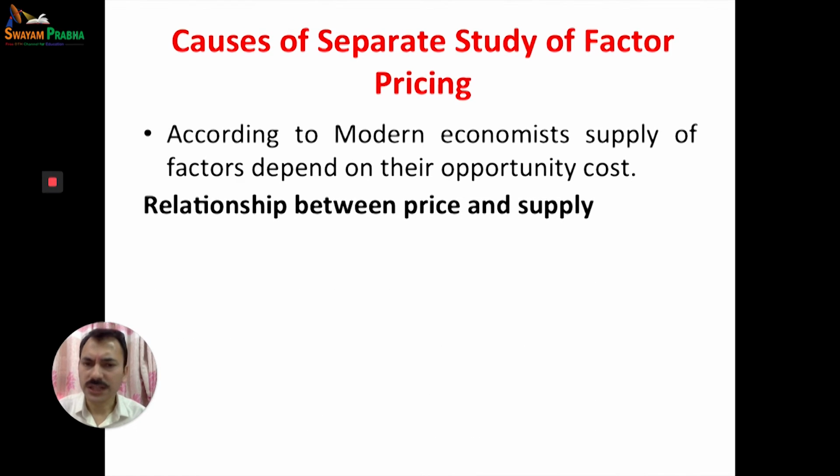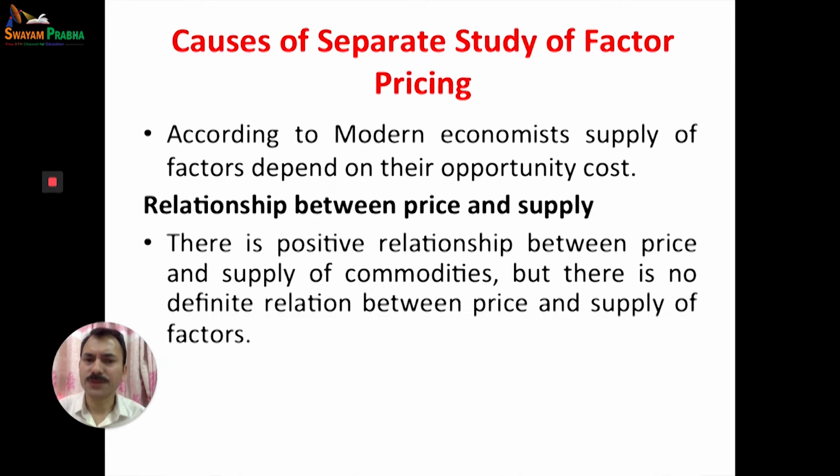Let us see the relationship between price and supply. Second difference, the relationship between price and supply. There is a positive relationship between price and supply of commodities, which we have already studied. The higher the price, the higher will be the supply of the commodity. But in case of factors, supply may not be positive. There's no definite relation between price and supply of factors.